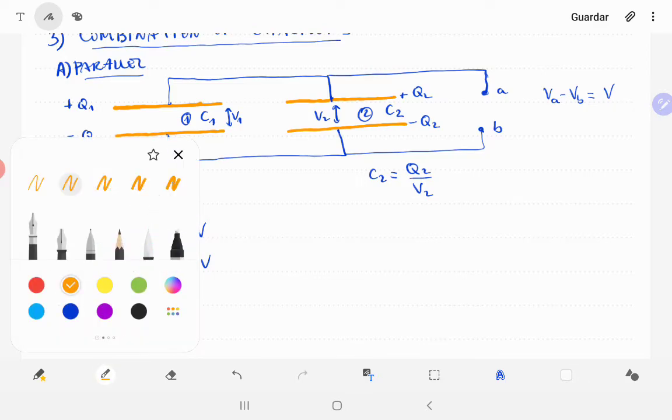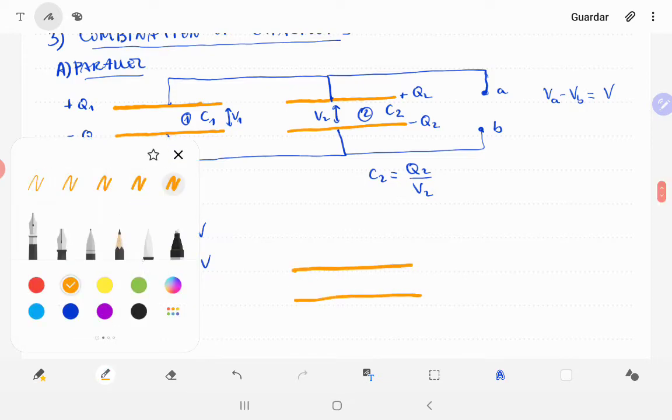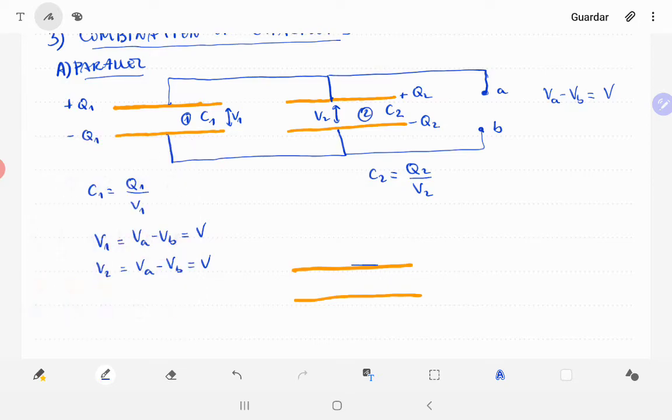I'm going to draw it. So this has to be equivalent to just one capacitor that is storing the same charge at the same potential difference. This has to be A, this has to be B. Again, V is going to be VA minus VB. And here in the positive plate, I'm going to charge it with plus Q, and in the negative plate with minus Q. And it has to be equivalent.